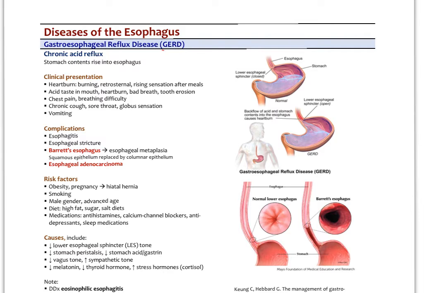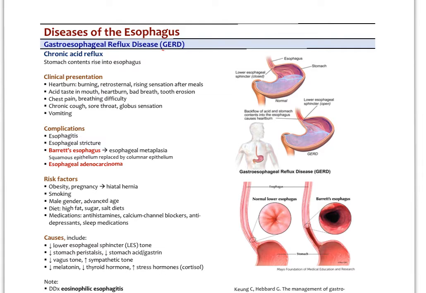So the clinical presentation is usually heartburn, it's burning, we might get retrosternal pain, a rising sensation after meals. Very common to trigger maybe a cough reflex, irritation in the throat. So a lot of people think they have a respiratory issue or allergies, and it's actually chronic GERD. There might be an acid taste in the mouth, bad breath, tooth erosion from the chronic acid coming up, and then chest pain, difficulty breathing. Chronic sore throat, that's another important differential for chronic pharyngitis, and then a globus sensation, potentially vomiting.